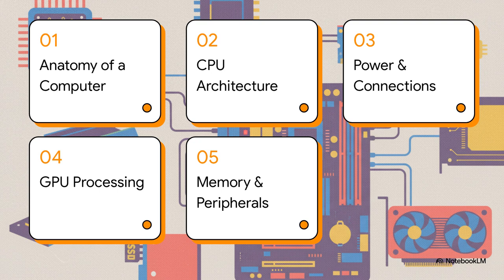We'll start with the anatomy of a computer, then look at the brain, our CPU architecture. Next, we'll cover powering and connecting everything, followed by the muscle, which is GPU processing, and finally, we'll wrap up with memory, storage, and peripherals.